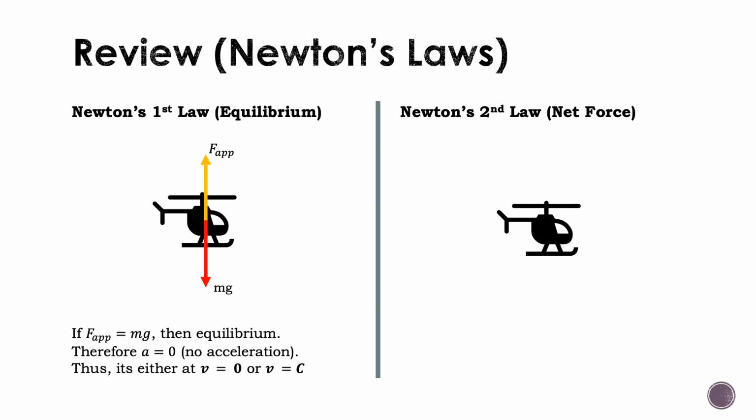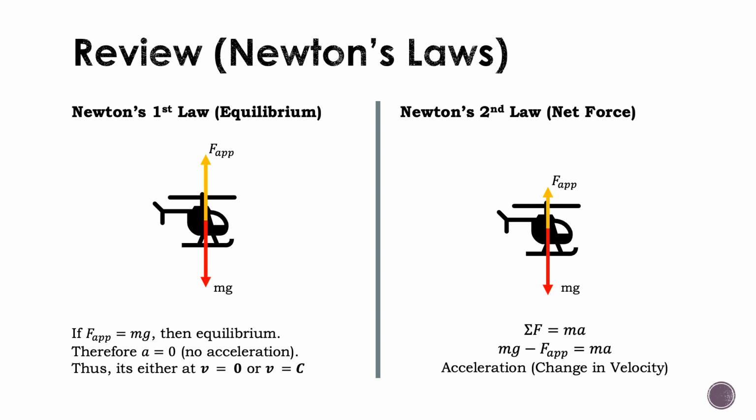Now, what is Newton's second law? Well, we have weight pulling down, but let's say the force applied is less than the weight. Now we have what's known as an unbalanced force. And when you have an unbalanced force, you have to use F equals ma. So I like to pick the winning direction, and I do the weight subtracted by the applied force. And that difference will tell you how much the object is accelerating.